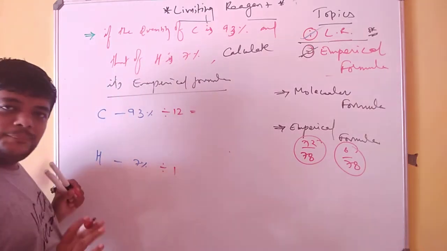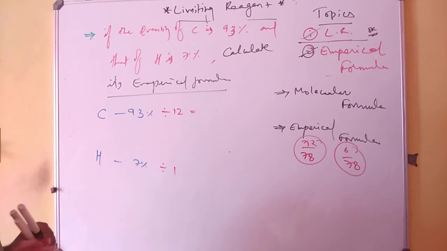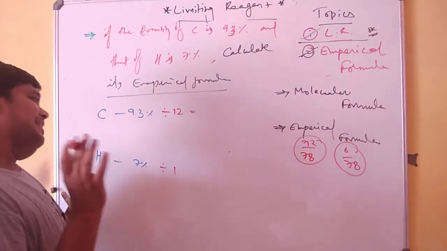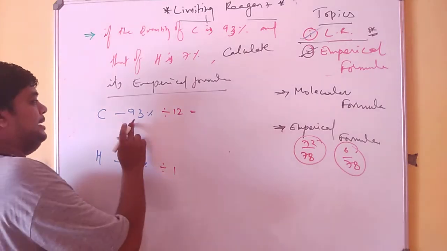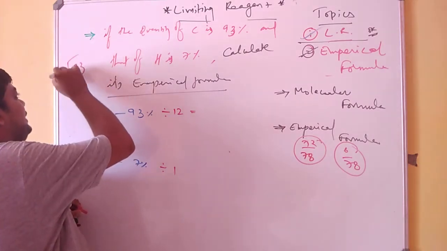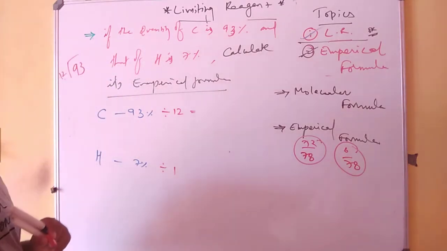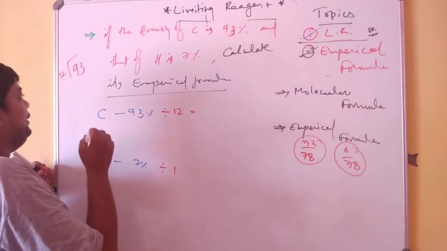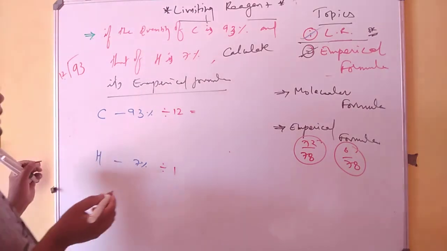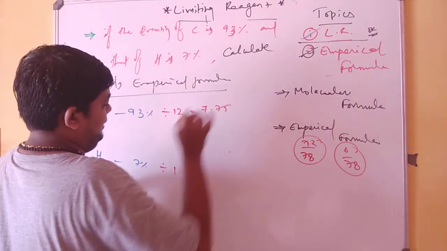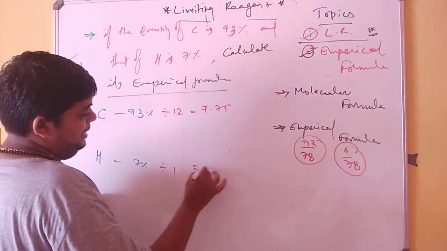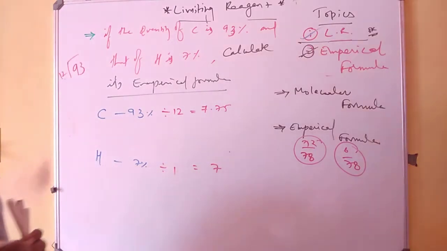Over here, what would I end up with? I will end up over here somewhere, as it is 93, 12, 8s are 96, 7s are 84. So 84, 87, 90, 93. So I'll end somewhat around 7.75. And I'll end somewhat around 7 over here.